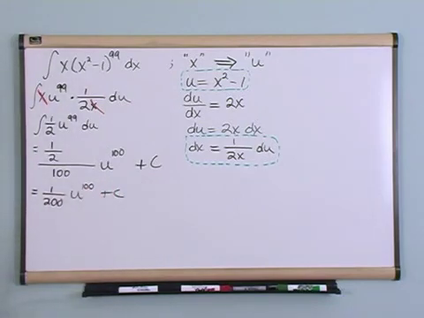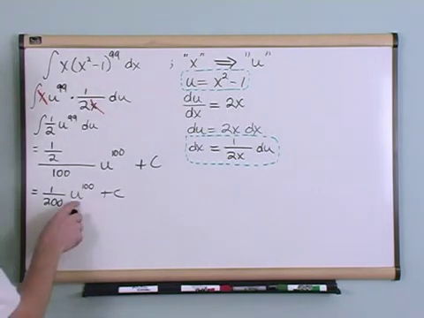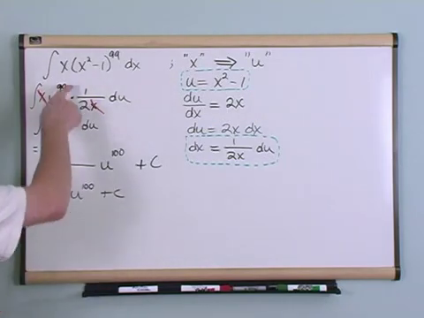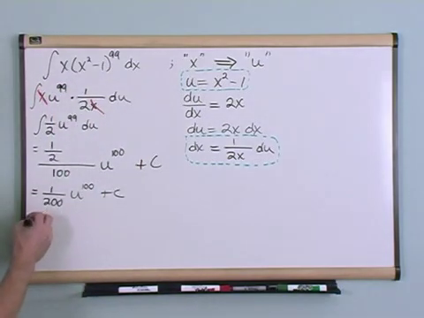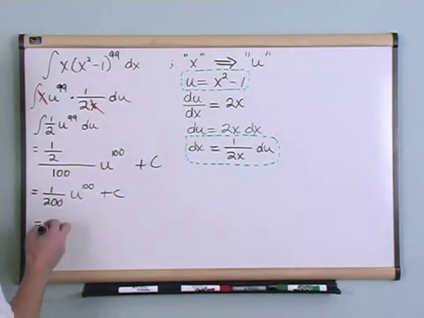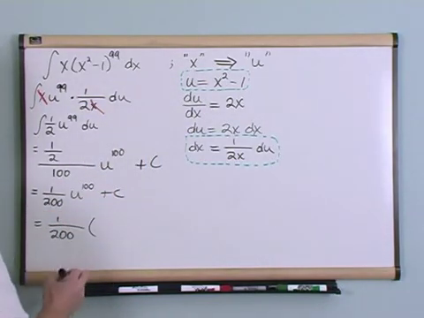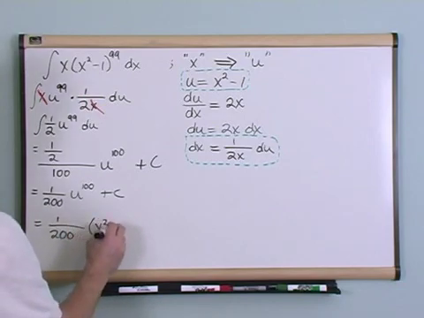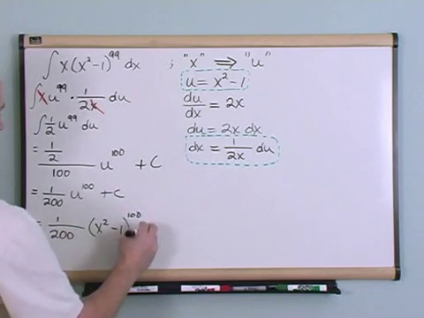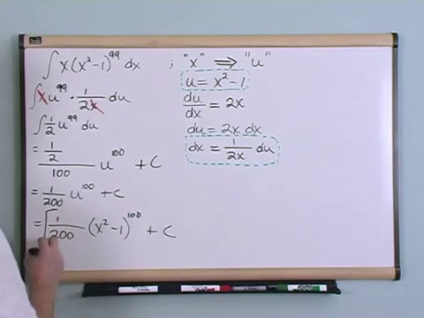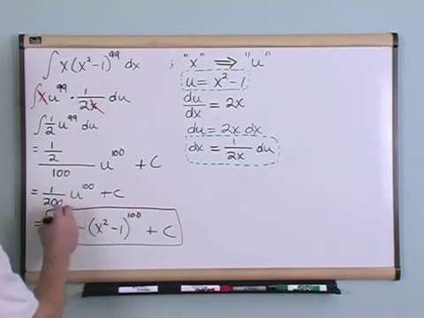Now, you would be tempted to circle this as your answer and say, yes, this is your answer, but if you do that, you're leaving your answer in terms of u, and that's kind of rude because the problem's given to you in terms of x, so you want to kind of convert back, and it's very easy to do that because I've defined what u is equal to. So I just say it's 1 over 200. You put a parentheses and you say x squared minus 1, which is what I've defined u to be, to the power of 100 plus a constant, and this is what you circle as your answer. Okay?